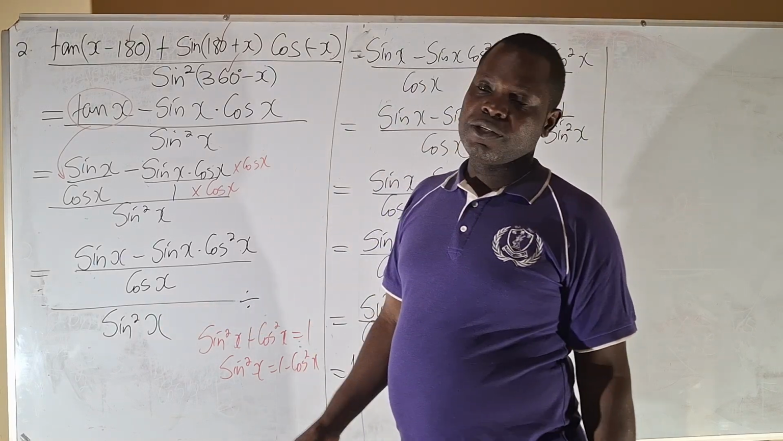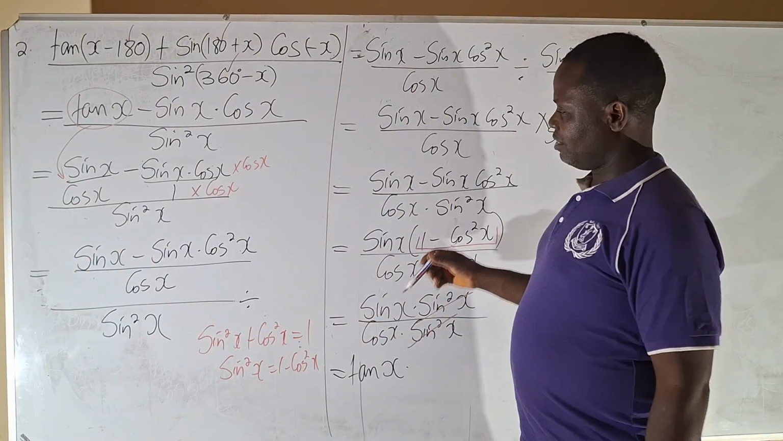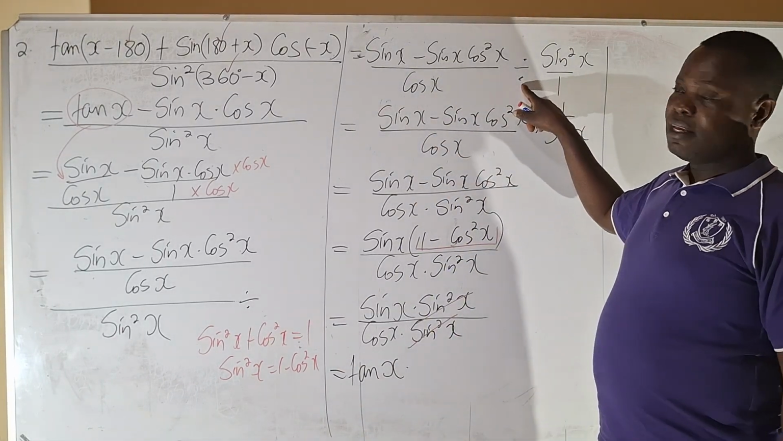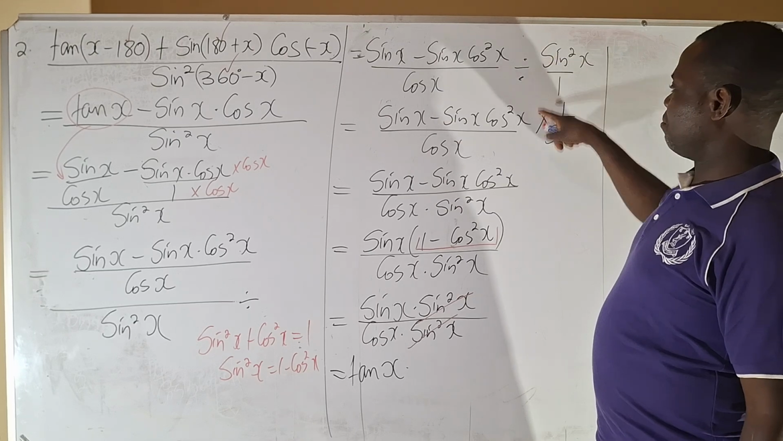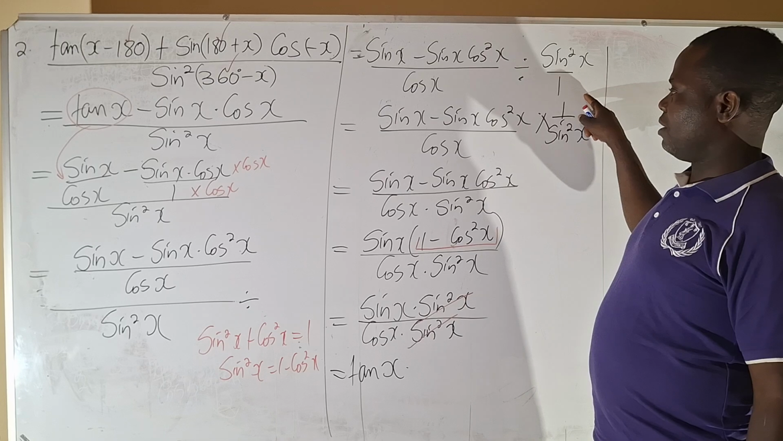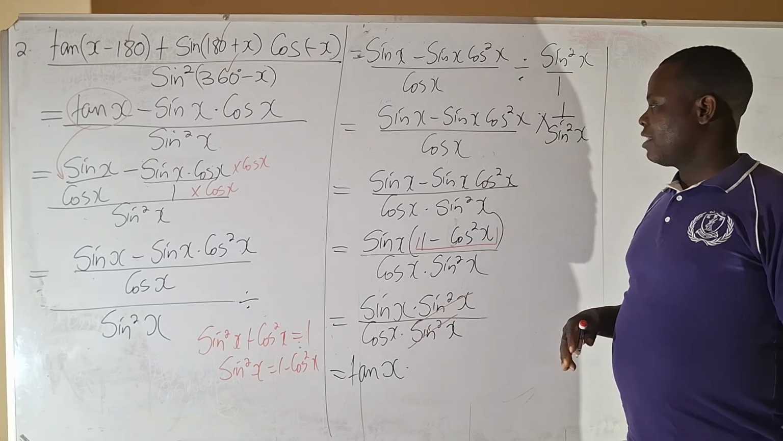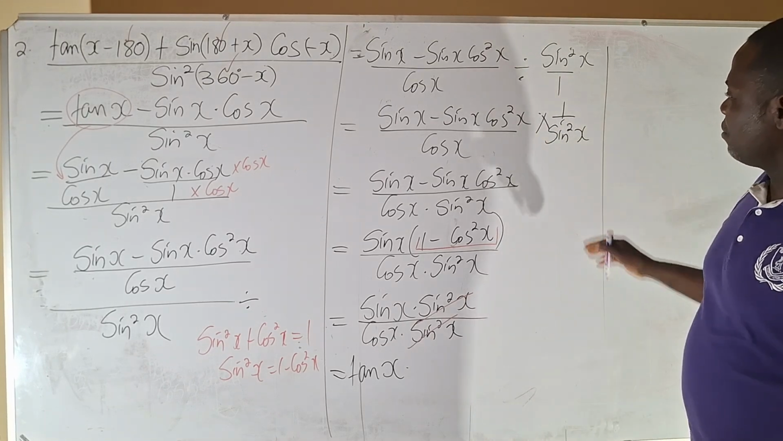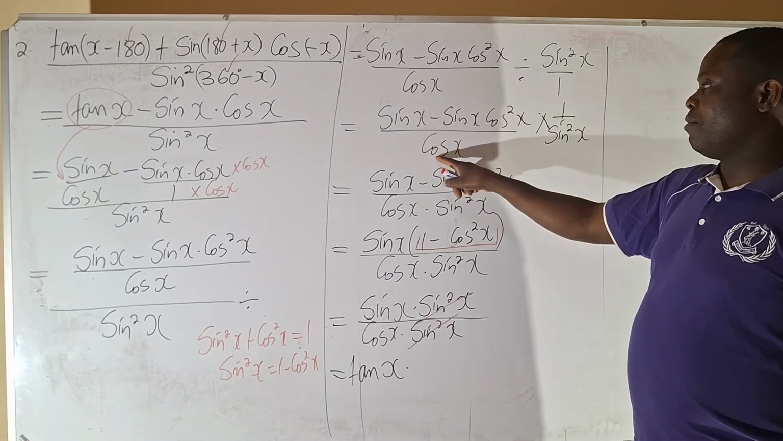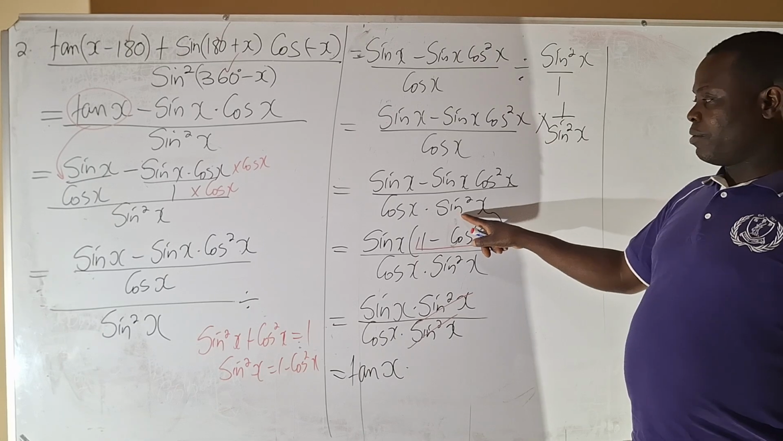Then from there, what did we do? We changed the division line into a division sign. Then you change the division to multiplication and swap sine squared x over 1 into 1 over sine squared x. Then what do we do next from here? We multiply. So this one is 1 times the numerator, the denominator times the denominator. That's how we got this one.